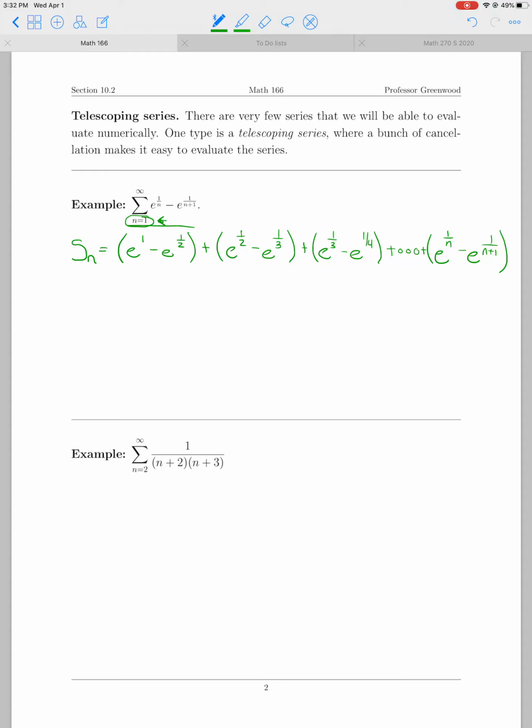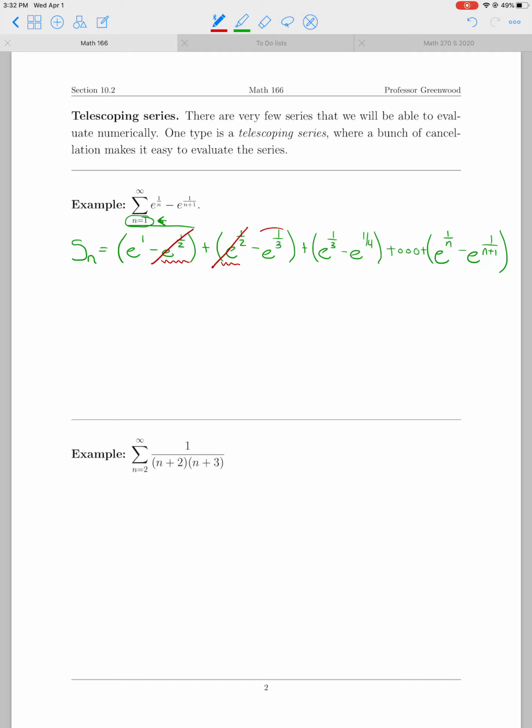All right, so now we have an expression for the nth partial sum, but that doesn't look particularly helpful because I know that I want to take the limit of this as n goes to infinity, and it's a huge mess. But this is where the telescoping part comes in handy, because a telescoping series has a lot of cancellation, and we can see it right here between this e to the 1/2 in the first term and the e to the 1/2 in the second term. They have different signs, and so they end up canceling out.